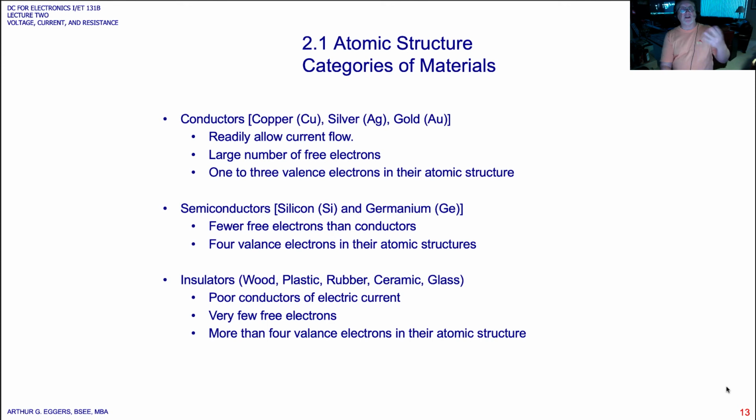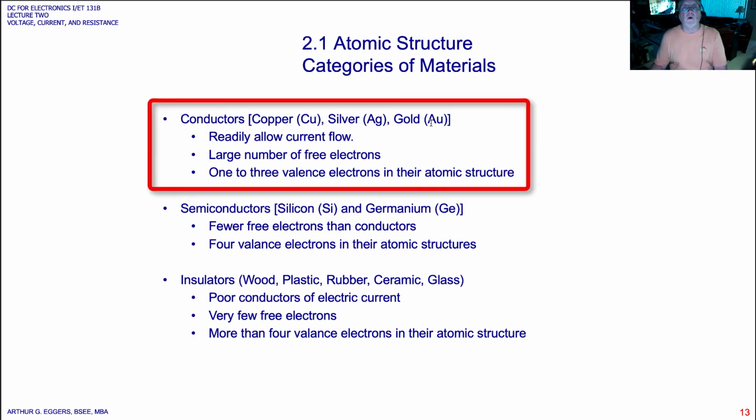You can see we've got a spectrum here. Good insulators are poor conductors. Poor conductors are good insulators. So a lot of this may be intuitive to you. What makes a good conductor? Well, elements like copper, silver, and gold make good conductors. They readily allow current to flow because the free electrons are allowed to move.